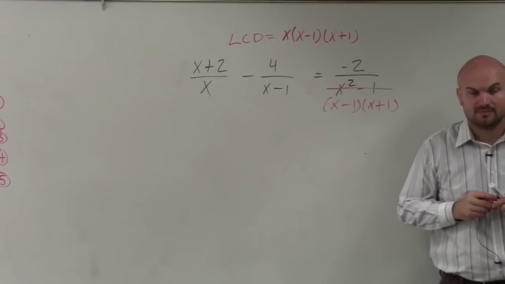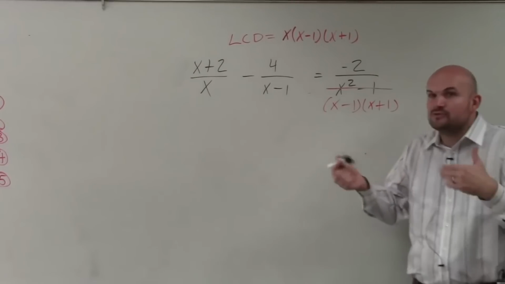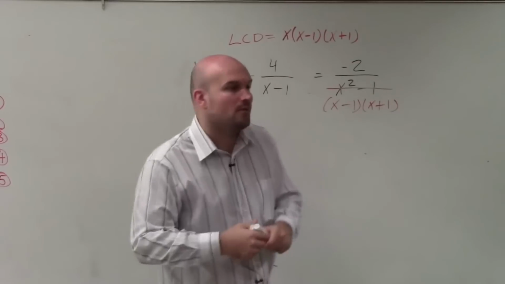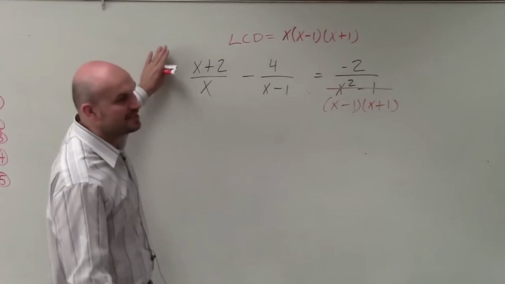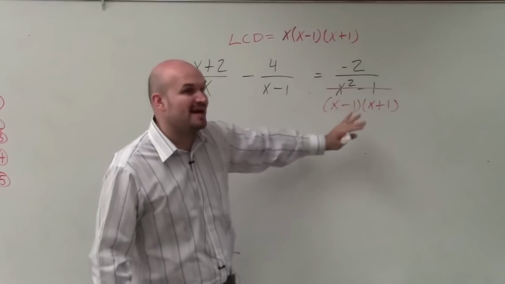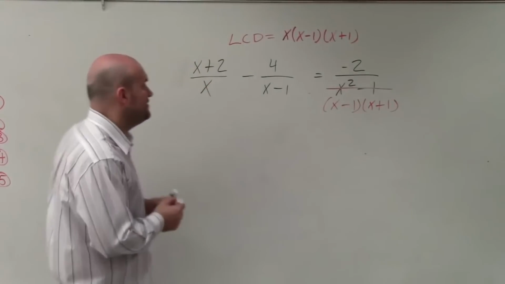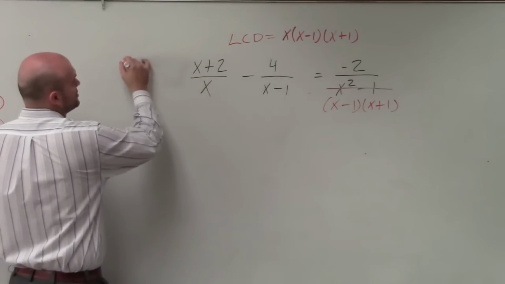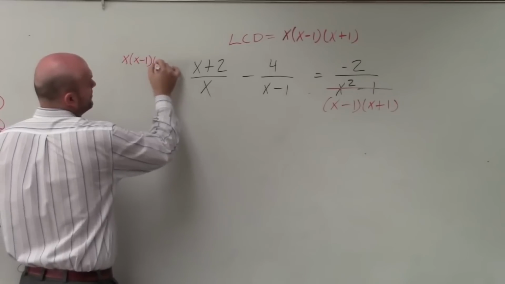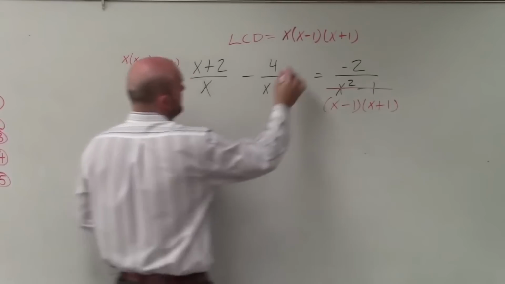Yes? OK. So now, how do we use that LCD to help us solve? Well, if we multiply every single one of our terms by our LCD, we can use the division property to simplify. So what I simply do is just write it multiplication times every single term.